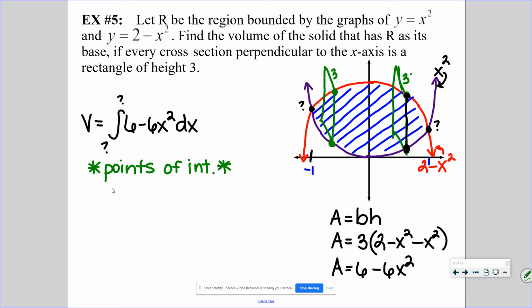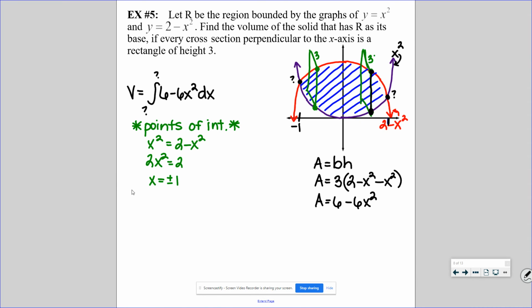Okay? To find points of intersection, it's real easy. You just take the two equations and set them equal to each other. Solve for x. So this looks like it's going to be plus or minus 1. Therefore, the two graphs are intersecting at -1 and +1. Those will be the values that we use for our integral, -1 to +1.